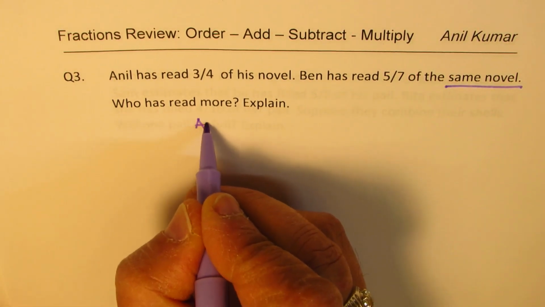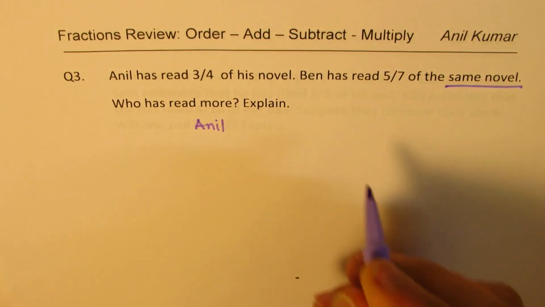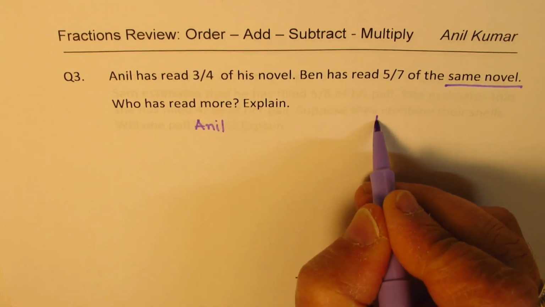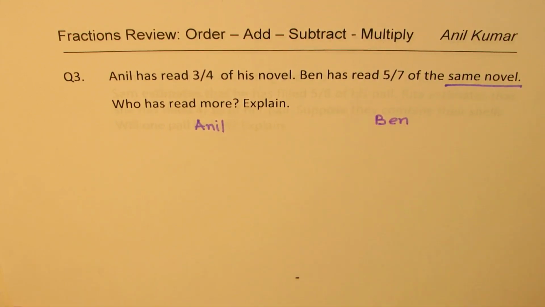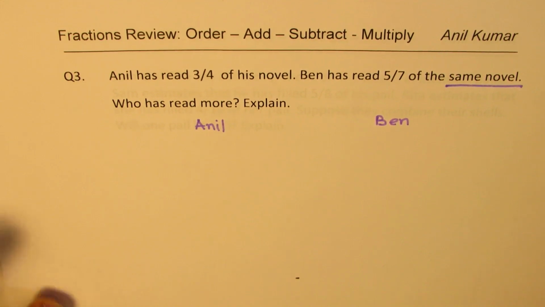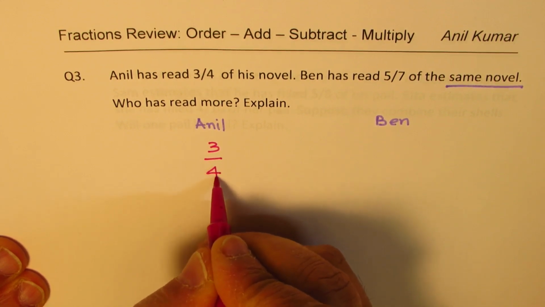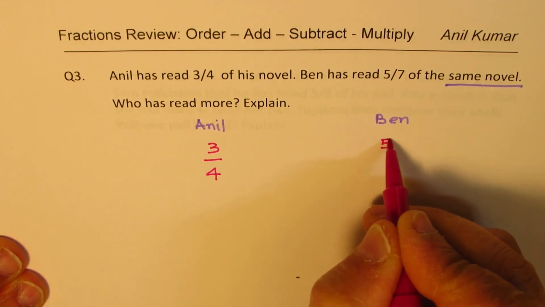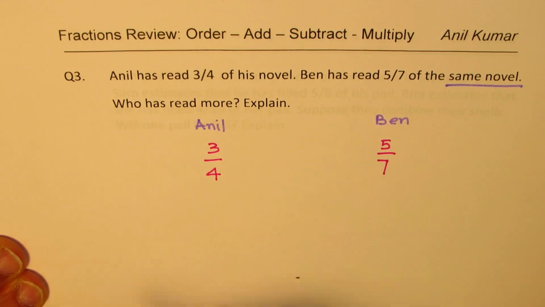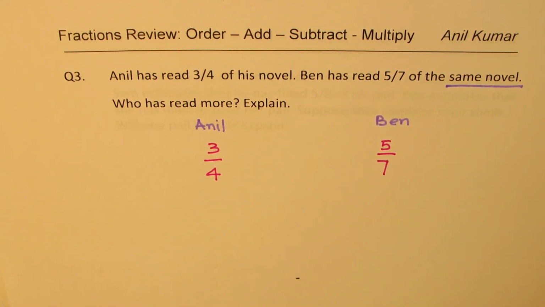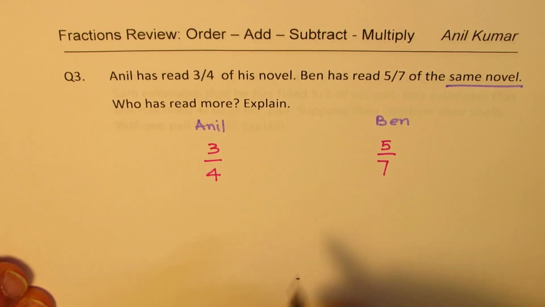So we have 2 persons being compared, reading a novel. They are reading the same novel, right? So Anil and Ben. How much has Anil read? 3 over 4. So we'll write the fractions here, which is 3 over 4, big and bold. And here 5 over 7. Now how do we compare which is greater and which is less? So there are different ways to do it, right? So let's talk about different ways.